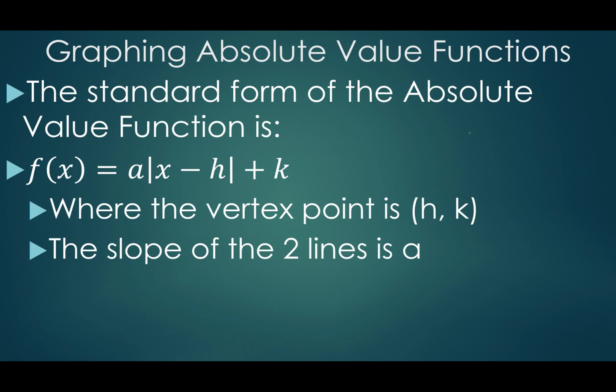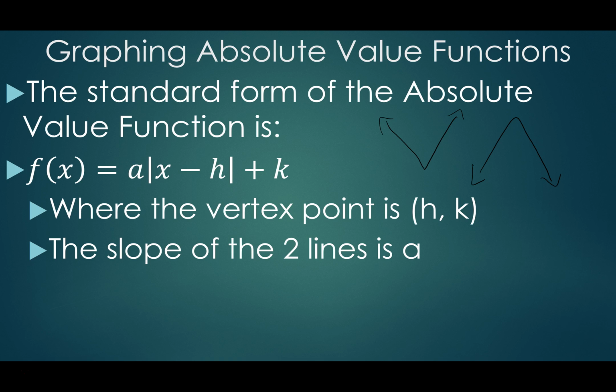So the standard form for an absolute value function will be this. f(x) = a|x - h| + k, where the vertex point of the absolute value is (h, k), because the absolute value will make either a V, a normal V if the a is positive, or an upside down V if the a is negative, where the slope of those two lines is based off a. If a is like 4, one line will be 4, the other line will be negative 4. If a is like negative 2/3, one is negative 2/3, the other one is positive 2/3.